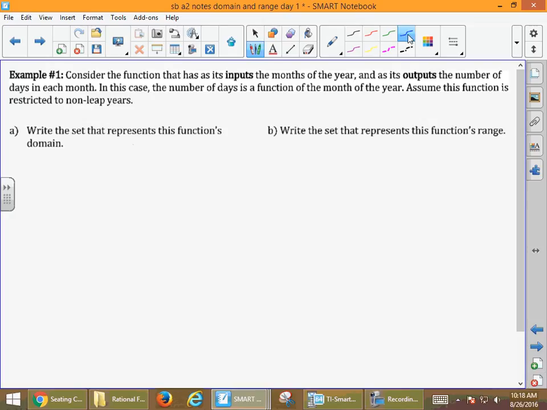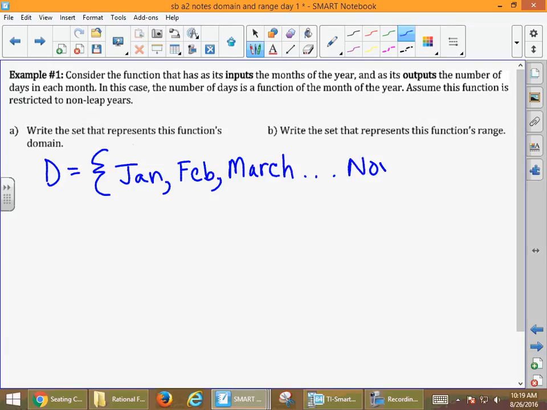So if we want to write the set that represents this function's domain, we could write down all the months. The inputs, the months of the year. So January is a month. February is a month. March is a month. And then we get over here to November and December. I know I did not write them all. We could write them all down. I don't know that that's the best way to spend our time. But we get an idea there. That's our domain.